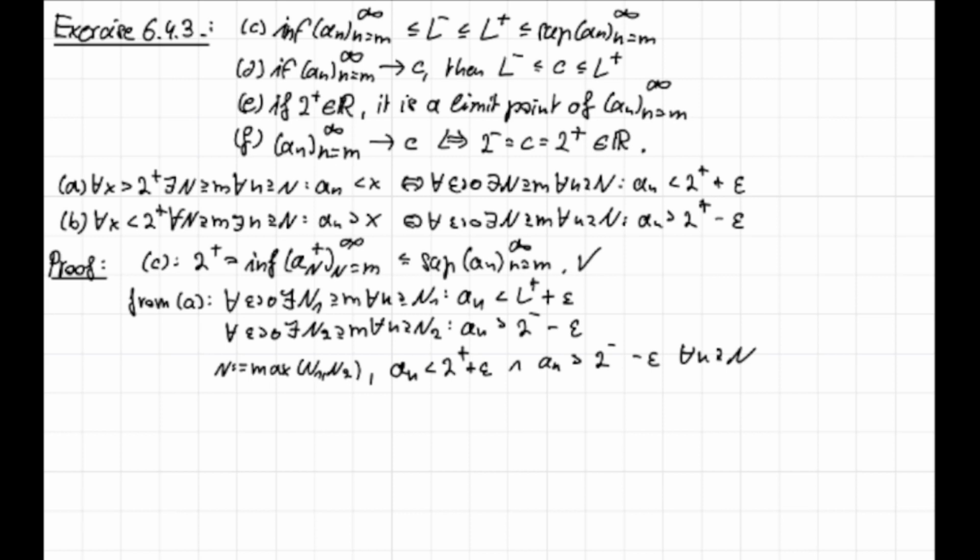And now we just put them together. From here we can see that L minus epsilon is smaller than a_n, and a_n is smaller than L plus epsilon. And if we add epsilon on all sides, we get that L minus is smaller than L plus 2 epsilon.